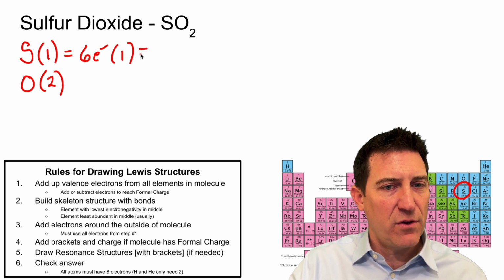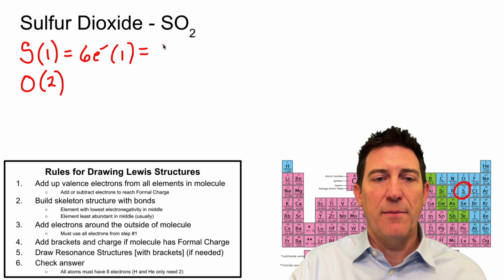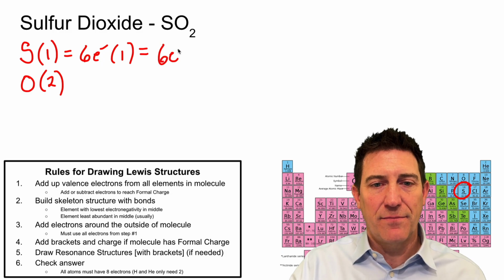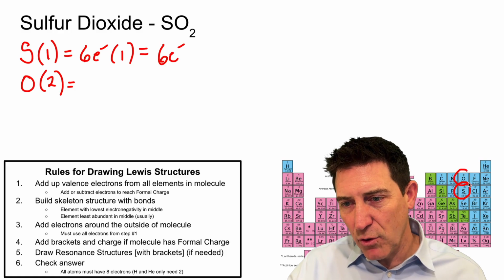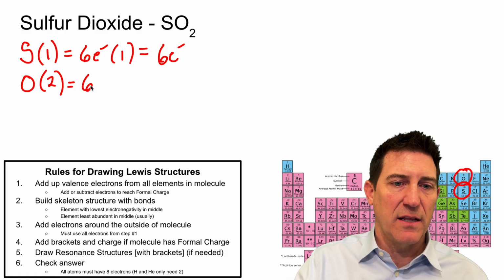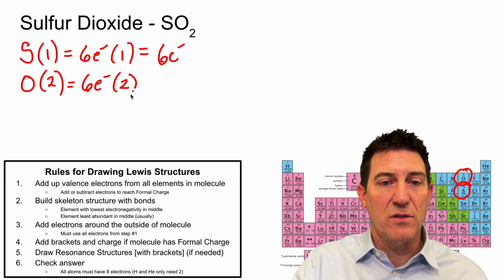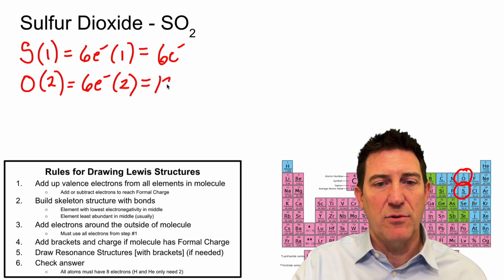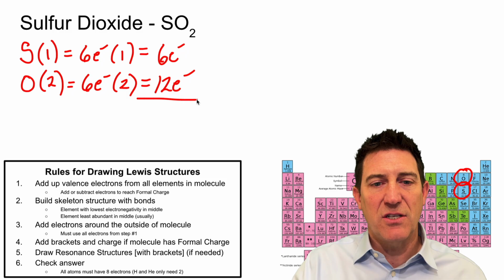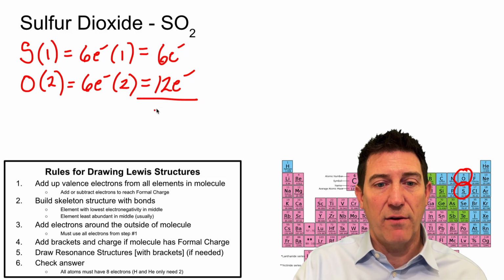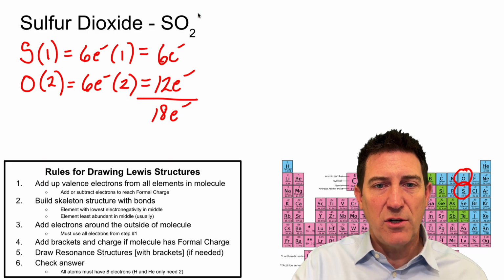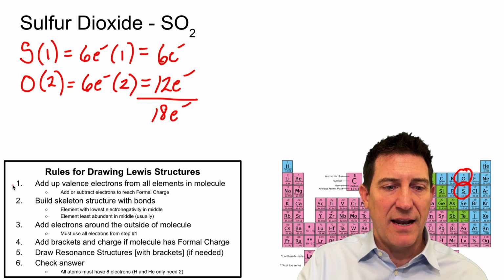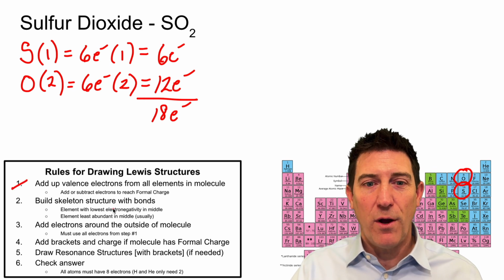There's only 1 sulfur that's going to show up to our party. So I'm taking 6 times 1 is 6 valence electrons. Oxygen, well, look, it's in the same group. So it also has 6 valence electrons. But we have 2 oxygens that are going to show up to our party. 6 times 2 is 12. And then I just add these up. 6 plus 12 is 18 electrons. I look for a formal charge. That would be a positive or a negative or a -2 or something up here. It does not have one of those, so I'm done with step 1.